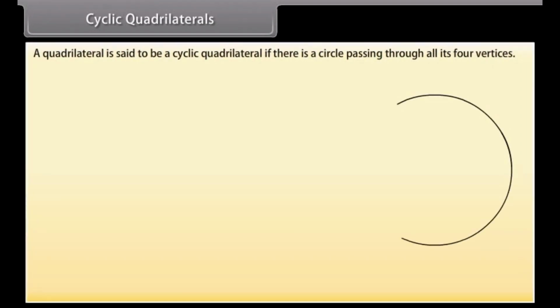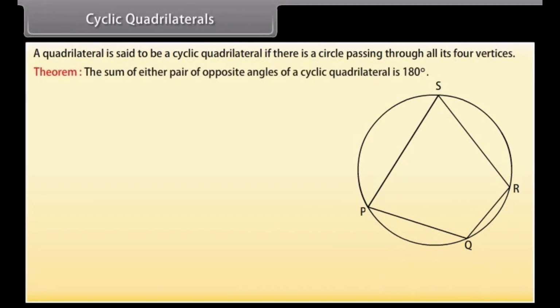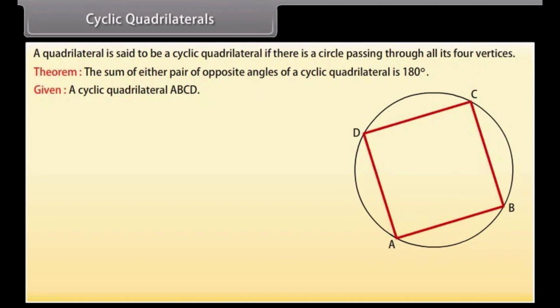Cyclic quadrilaterals. A quadrilateral is said to be a cyclic quadrilateral if there is a circle passing through all its 4 vertices. In the figure, PQRS is a cyclic quadrilateral. Theorem: The sum of either pair of opposite angles of a cyclic quadrilateral is 180 degree. Given a cyclic quadrilateral ABCD. To prove, angle BAD plus angle BCD is equal to angle ABC plus angle ADC, which equals 180 degree.